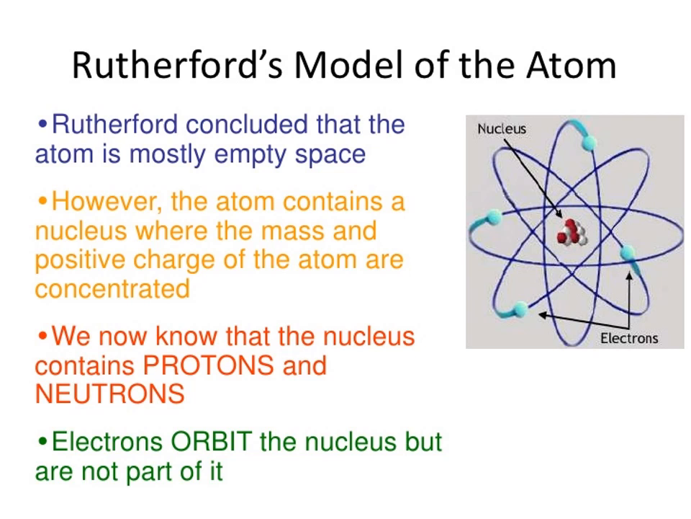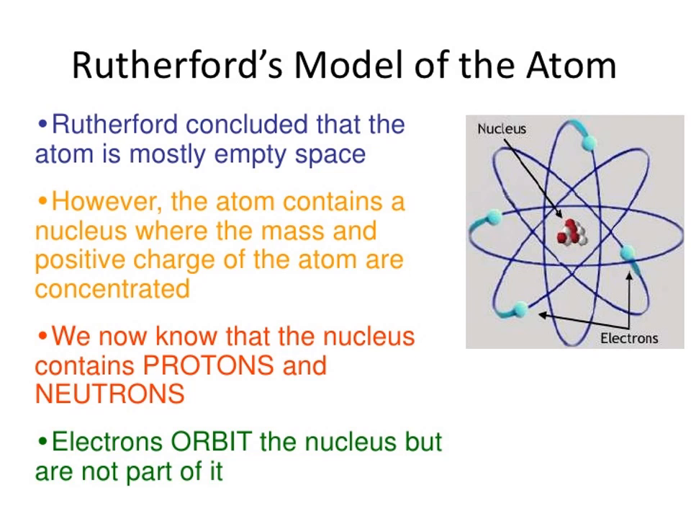See the picture. The nucleus is in the center and the electrons are outside. Rutherford concluded that the atom is mostly empty space. The nucleus is only in the center, and all the other place is empty space. The atom contains a nucleus where the mass and positive charge of the atom are concentrated.